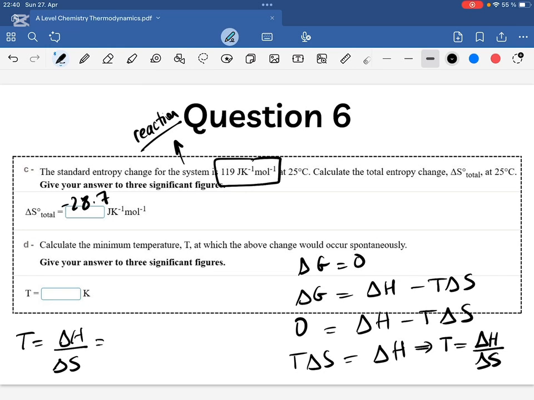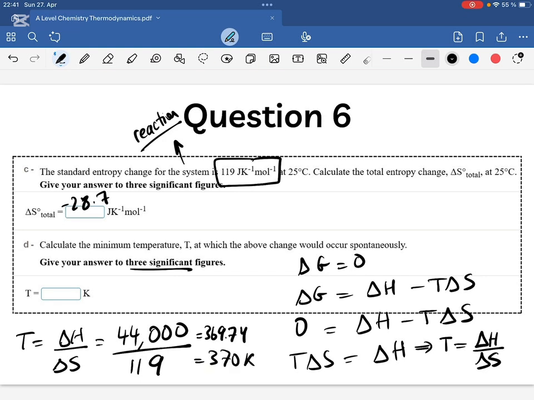So the temperature is going to be equal to delta H over delta S. Delta H is 44 kilojoules. However, I'm going to change it to joules, so it's going to be 44,000. So I multiplied it by 10 to the power of 3, and I divide by delta S of the system, of the reaction, which is 119, and we're going to get a value of 369.74. However, they needed 3 significant figures, so I'm going to round it, and it's going to be 370 Kelvin. So this answer is going to be 370 Kelvin.